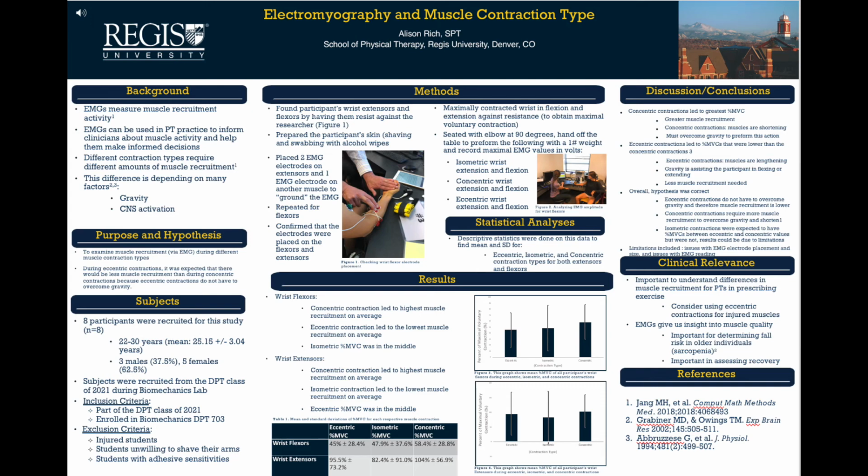It's important to understand the differences in muscle recruitment contractions so we can prescribe correct exercise for our patients. If they have injuries and we don't want them to be recruiting as much muscle, then we can possibly use eccentric contractions and therefore use eccentric exercise types. Additionally, it gives us insight into muscle quality that we might not be able to have otherwise.